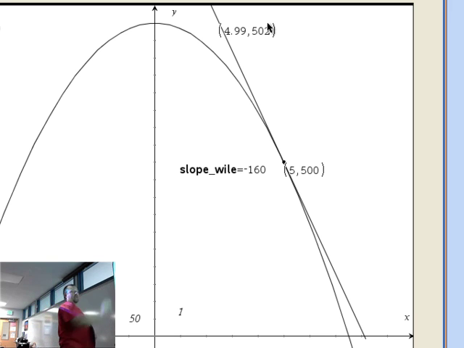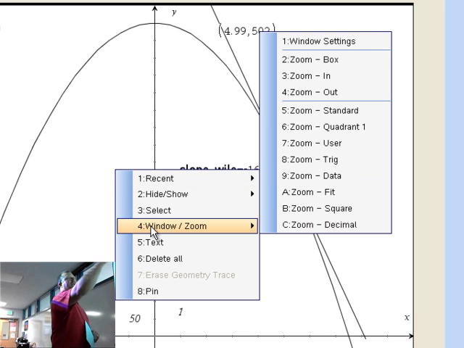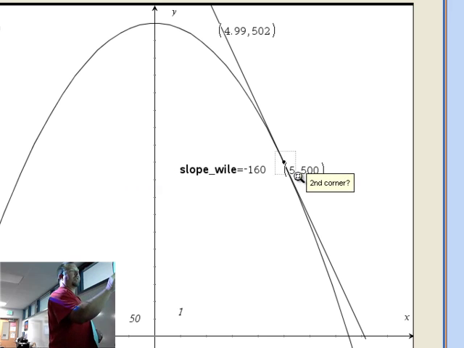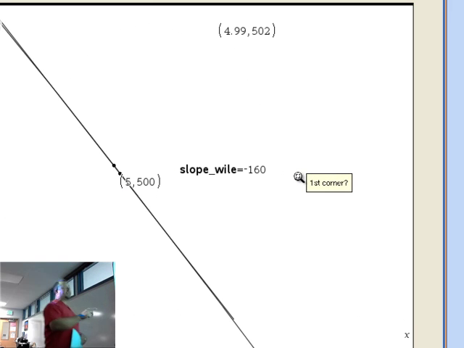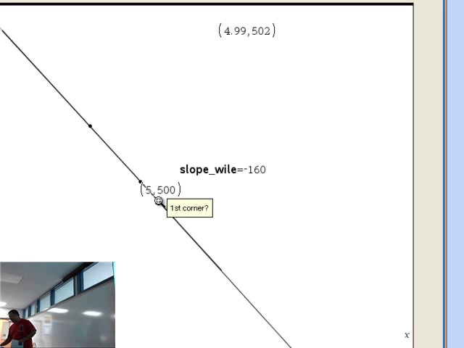And if I were to zoom in here, let's go zoom box. Just a little box right there. I can still see the 2 points are not right on top of each other. My slope is negative 160, and as I get closer and closer, I can drag this thing. I can keep zooming in here.